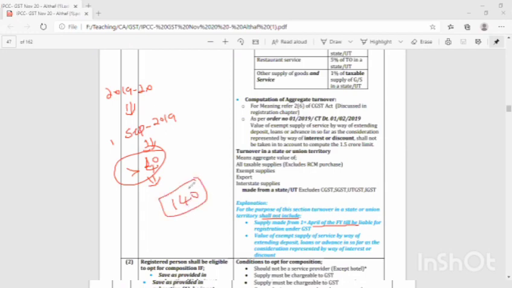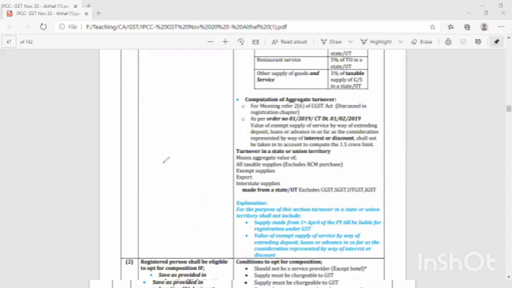So they're saying that while computing the composition GST, you can reduce this 40 lakh. So you have to compute the GST only on 140 minus 40 lakh, that is 1 crore, and not on the entire 140 lakhs. Because they're saying that supply made from 1st April of the financial year till liable for registration, till then you're actually having 40 lakhs, so that you can reduce. That is one amendment made there.